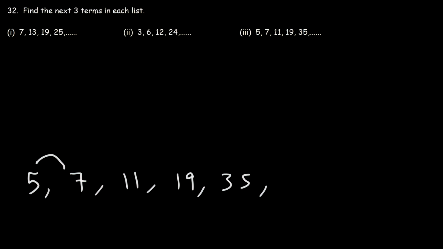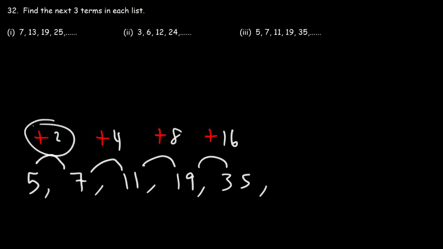The second term minus the first term will give us plus 2. Now, if we take the third term subtracted by the second term, 11 minus 7 is plus 4. Now, if we take 19 and subtract it by 11, that's going to give us plus 8. And 35 minus 19, that's going to give us plus 16. So even though this is not an arithmetic sequence, because we're not adding by a constant number, there is a pattern in the numbers that we're adding.